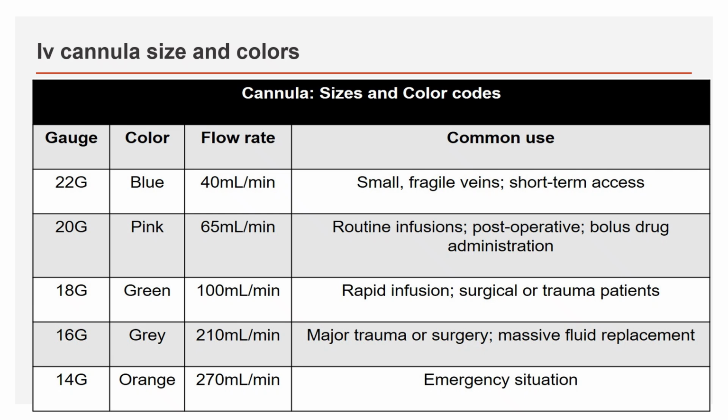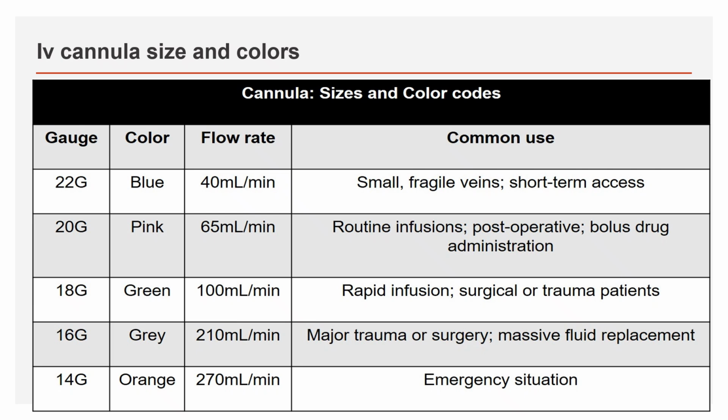It is commonly used for small fragile veins and short-term access. Because the gauge is very small and it only allows 40 ml per minute, we have to use it only for small veins, usually for pediatrics. Pink color is for the adult, that is 20 gauge, 65 ml per minute flow rate. Routine infusion, post-operative patients, bolus drug administration, all these things we use it for.